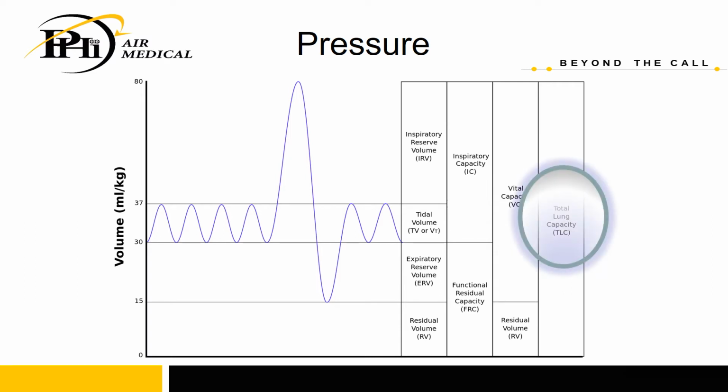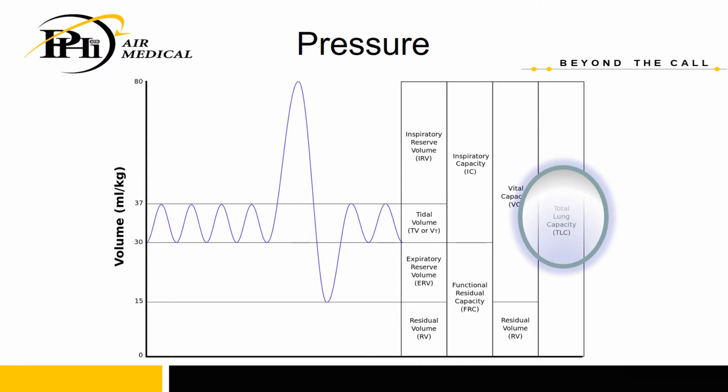The total lung capacity is from the tippy top of what you can breathe in, as much as you can take into your body, to as much as you can forcefully exhale out of your body. You take that volume and you add in your dead space, you add in that residual volume. That is your total lung capacity. For many of us, that is going to be at or around 80 milliliters per kilogram.